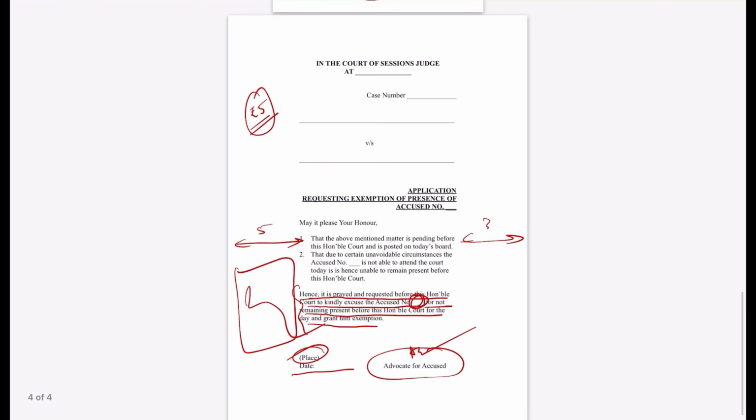So this is how you write an exemption application. Make sure you are writing down the accused number clearly, and make sure that for every date when your accused is remaining absent, you are supporting it with an exemption application, else a warrant will be issued against your client.